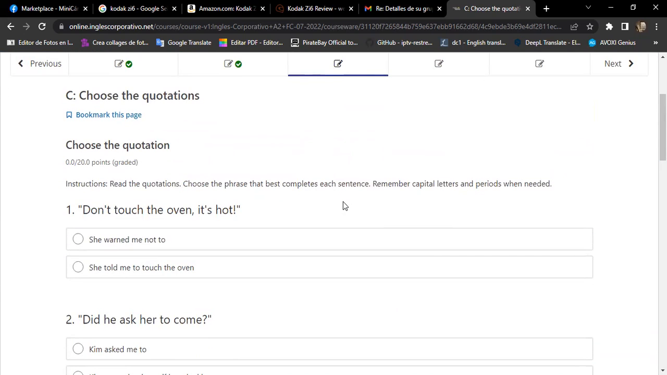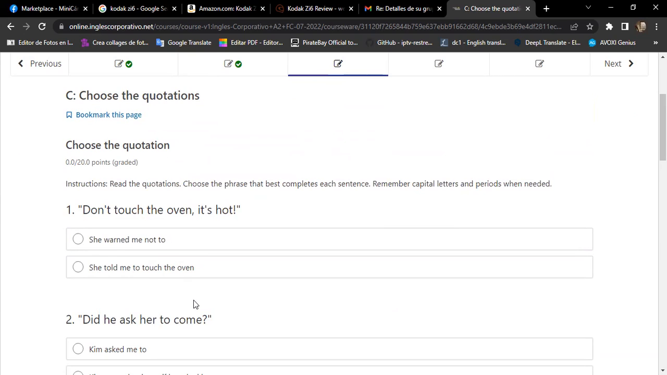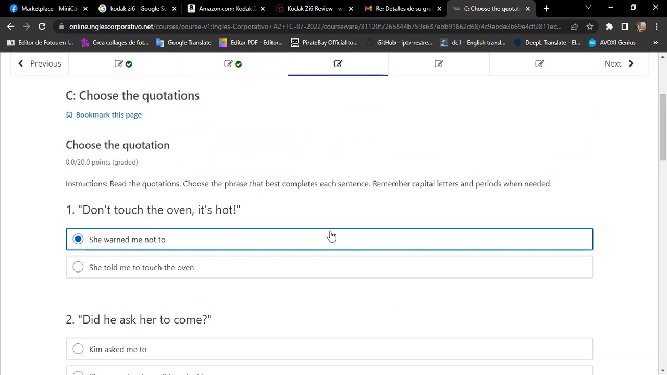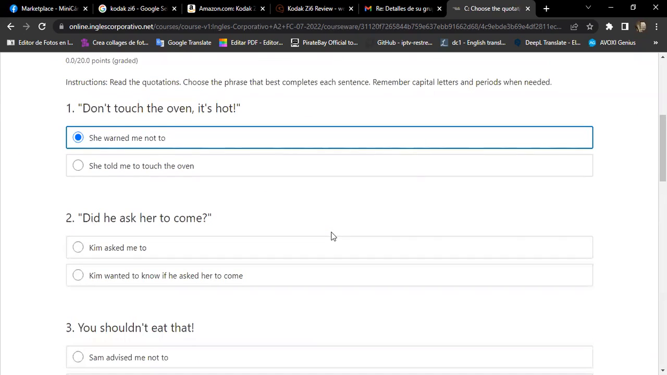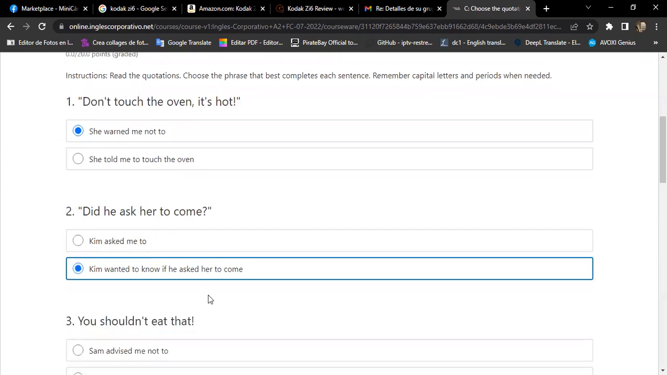Don't touch the oven, it's hot. What did she do? She warned me not to touch the oven. Did he ask her to come? Kim wanted to know if he asked her to come.